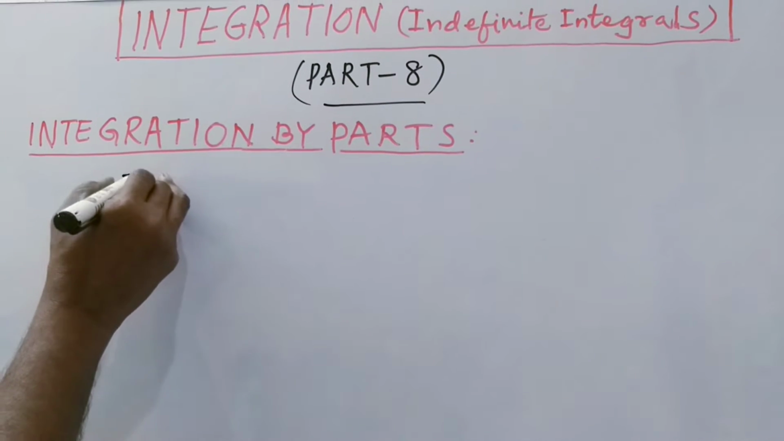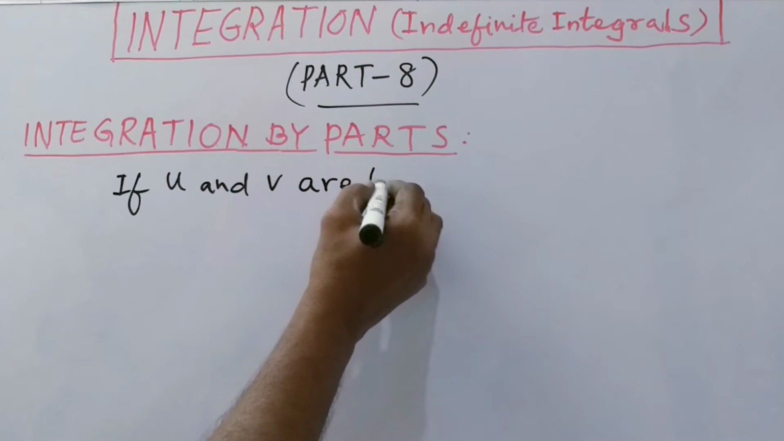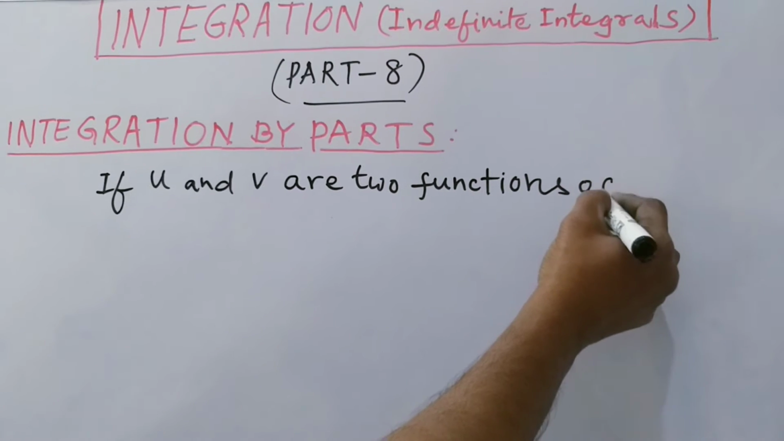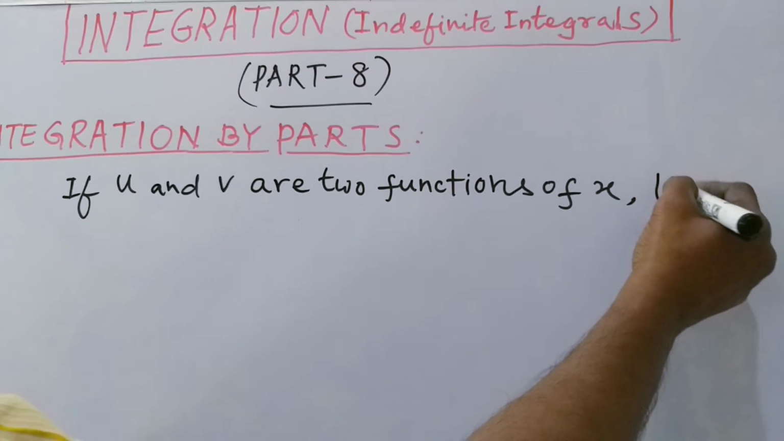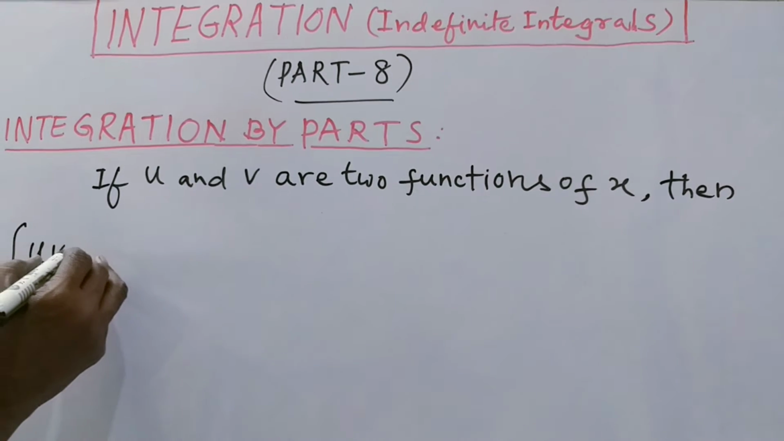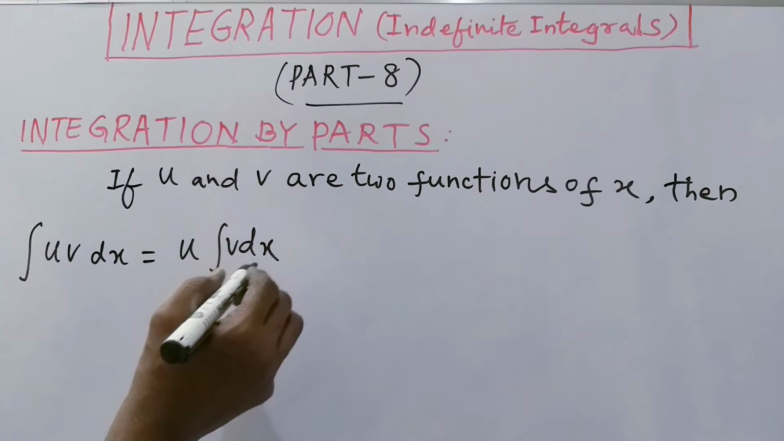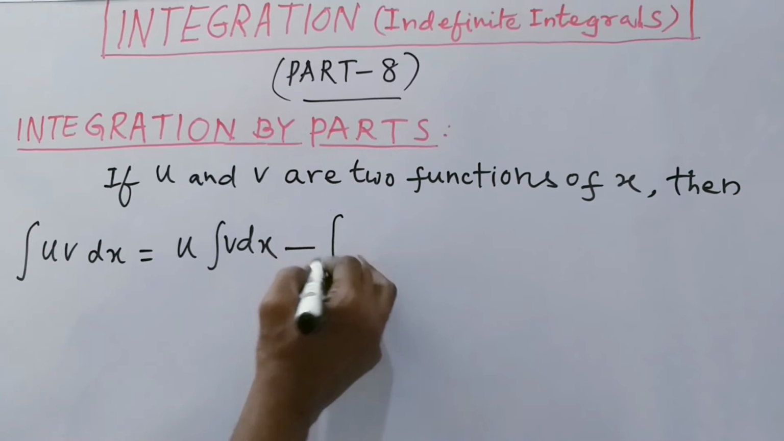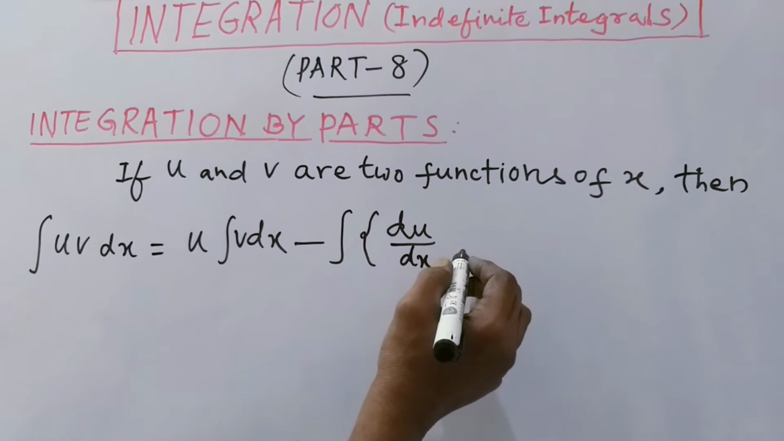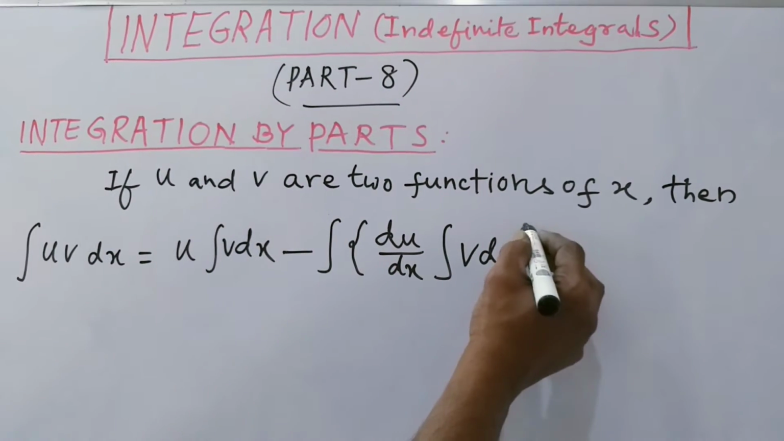Now we are learning, if u and v are two functions of x, then integral of u into v dx is equal to u into integral of v dx minus integral of du by dx into integral of v dx, whole dx.